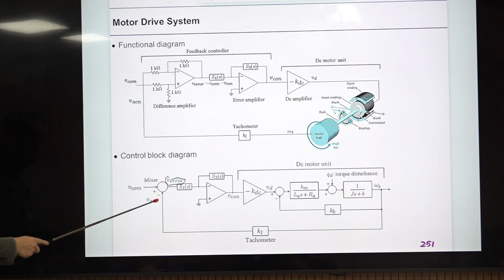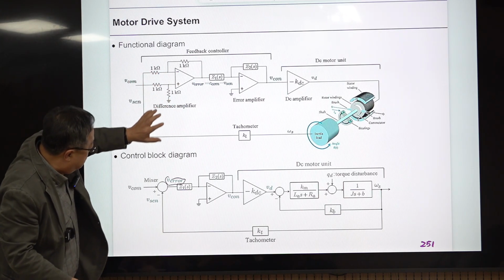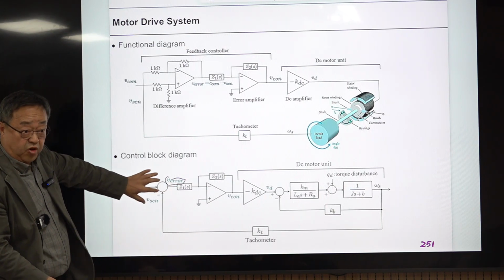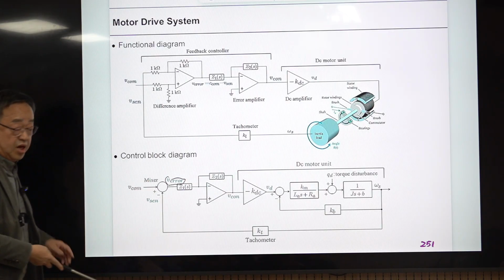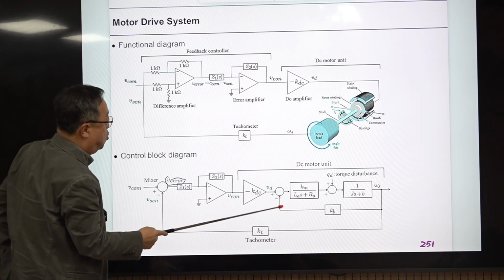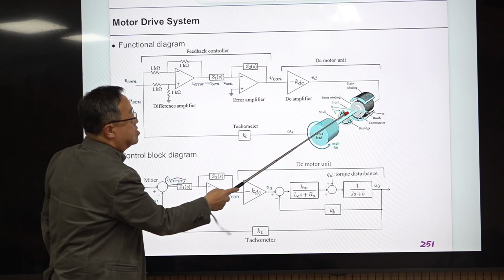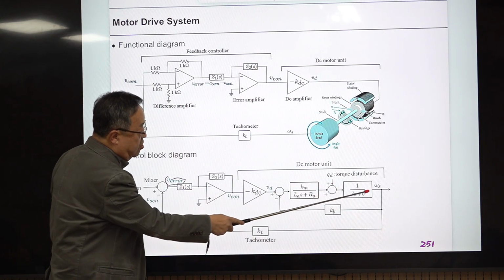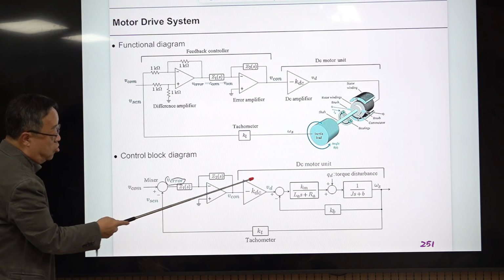And this can be replaced with this symbolic block. It's called the mixer. So this difference amplifier is simplified to this in terms of its function, and this is the error amplifier. So this is the non-inverting amplifier, inverting amplifier, very basic amplifier, and this is the DC motor unit. So this represents the dynamics of this DC motor. Inside of this, there is some internal feedback, but you don't have to worry about this.